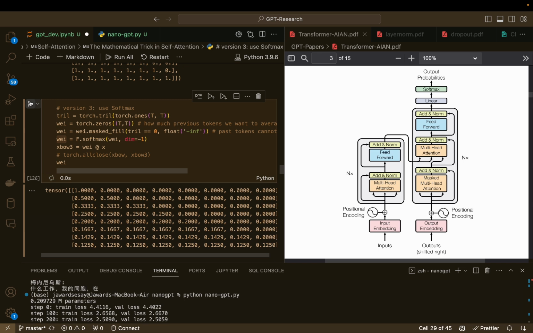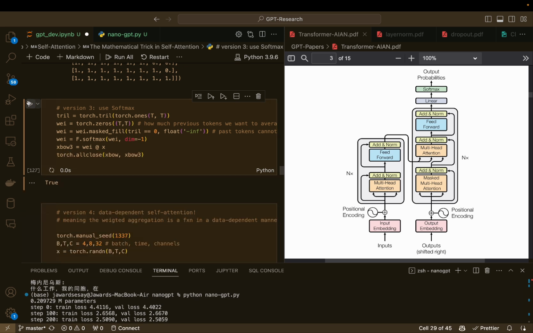Now, as we remembered, xbow1 must be equal to xbow3, which is the third version of this. If they are equal, then it must return true. That's why we're able to get true here, which means this version also works well.